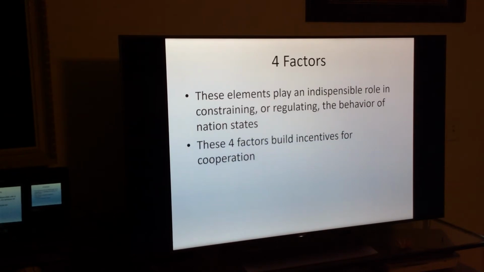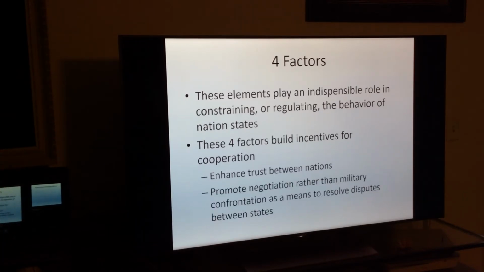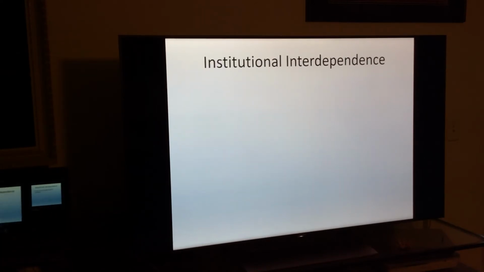So these four factors build incentives to cooperate. They enhance trust between nations. We work with China, they work with us, it builds trust. They promote negotiation rather than military confrontation as a means to resolve disputes. So instead of just going straight to war, we're going to have diplomacy.